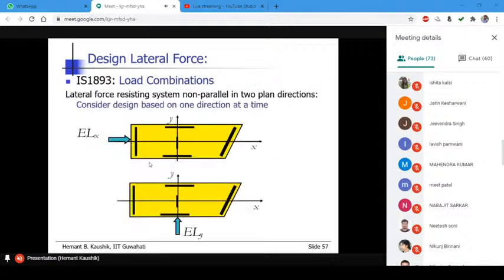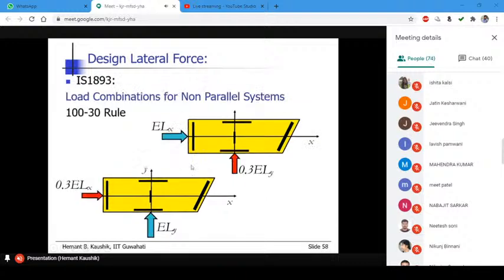Now, in some cases, you have buildings which have non-parallel force resisting systems. In this case, the question is which direction loading you have to consider. If you consider the x direction, you get the forces ELX, earthquake load in the x direction, and earthquake load in the y direction. But there are certain members which will not be critically designed if you consider just ELX or ELY. So in that case, we use another load combination for non-parallel systems. It is called the 100-30 rule.